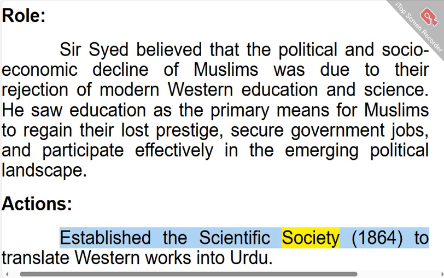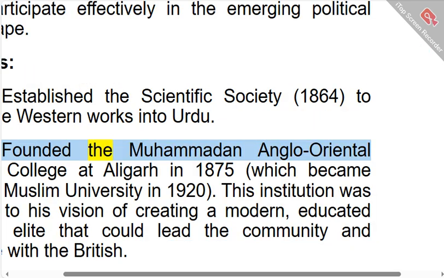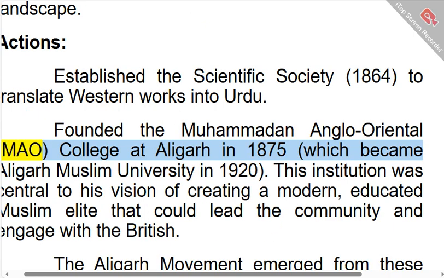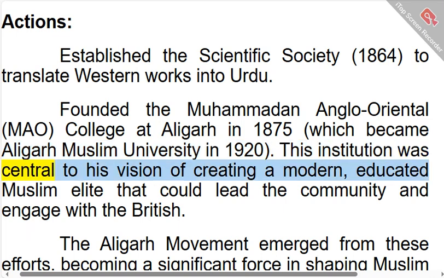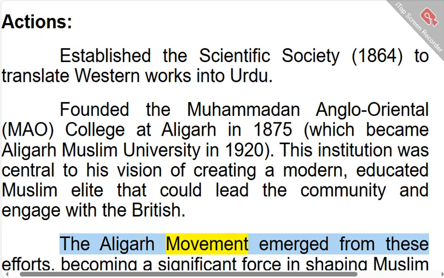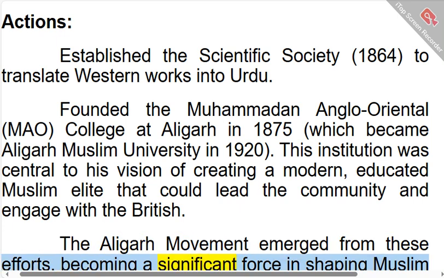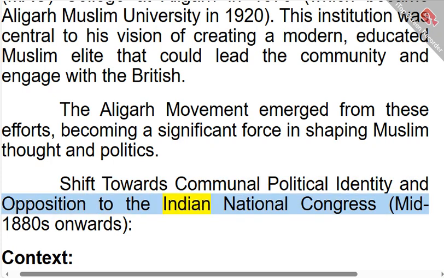Established the Scientific Society, 1864, to translate Western works into Urdu. Founded the Mohammedan Anglo-Oriental, MAO, College at Aligarh in 1875, which became Aligarh Muslim University in 1920. This institution was central to his vision of creating a modern, educated Muslim elite that could lead the community and engage with the British. The Aligarh movement emerged from these efforts, becoming a significant force in shaping Muslim thought and politics. Shift towards communal political identity and opposition to the Indian National Congress, mid-1880s onwards.